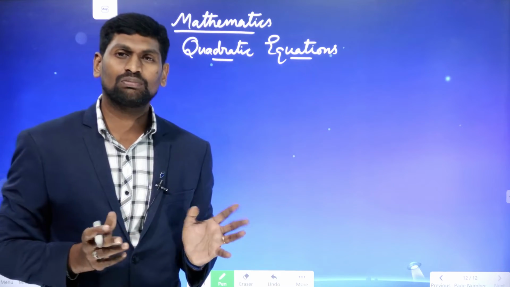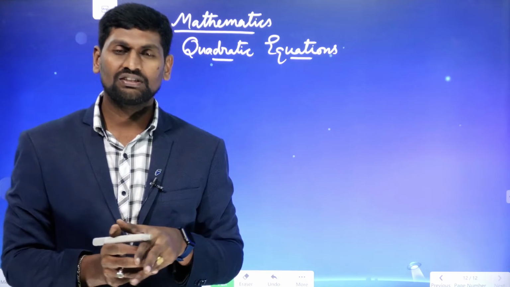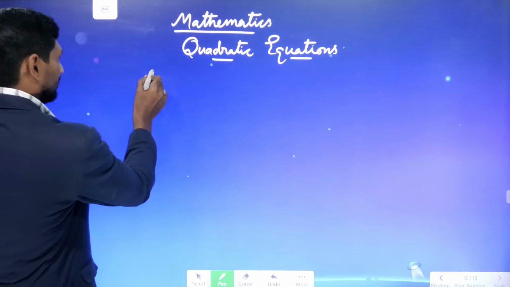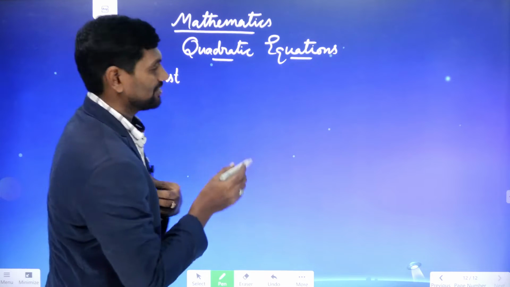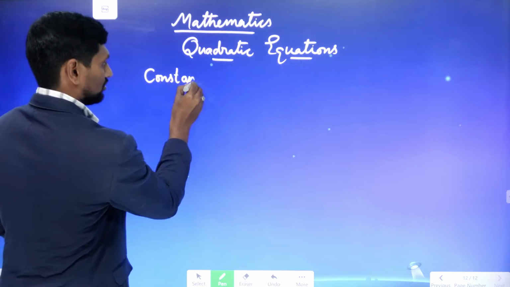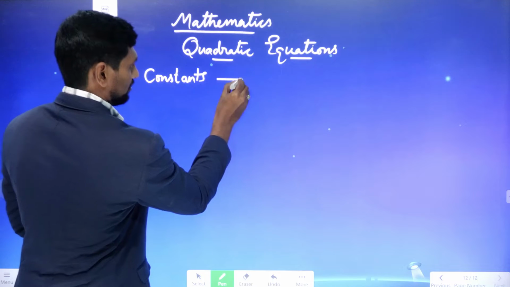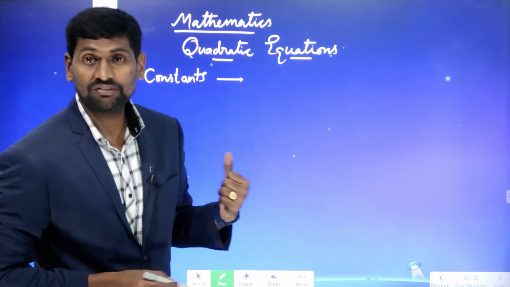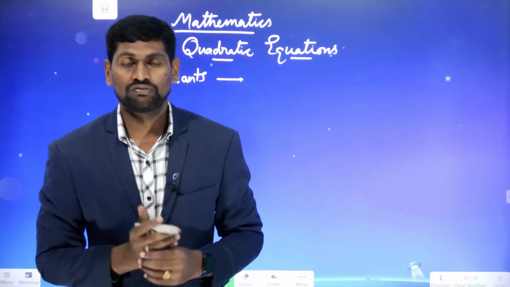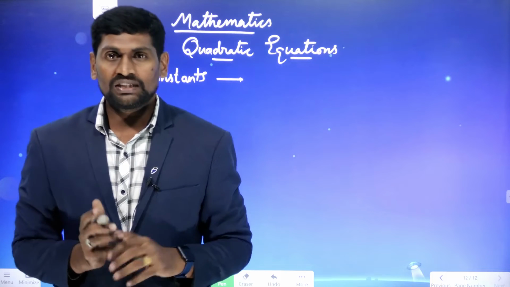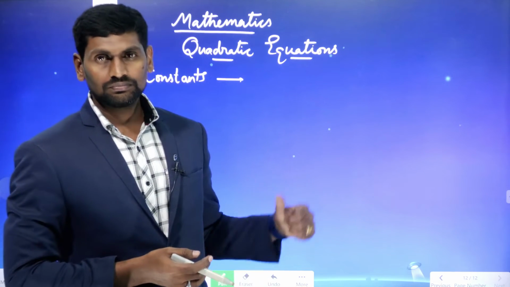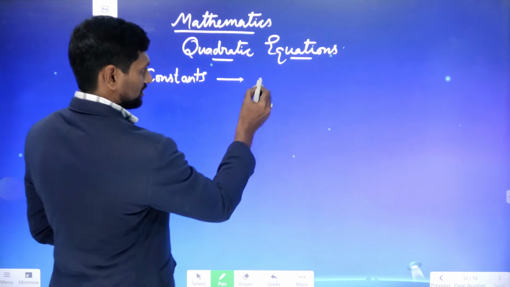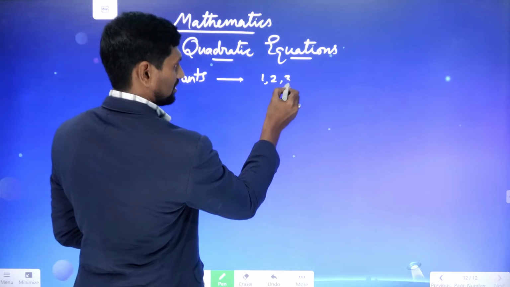So constants are nothing but fixed values. That's why they are represented with numbers, because they are fixed values. Number of days of a week, number of months in a year. These are some examples for constants. So that's why they are represented with numbers.